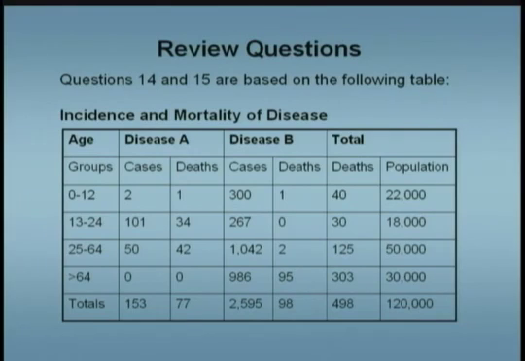Number 15, the proportionate mortality rate for disease B. Proportionate mortality rate, that is, given all the people that died, how many died of this particular disease? How many total deaths do we have? 498. How many died of disease B? 98. Therefore, 98 divided by 498. The answer is D.